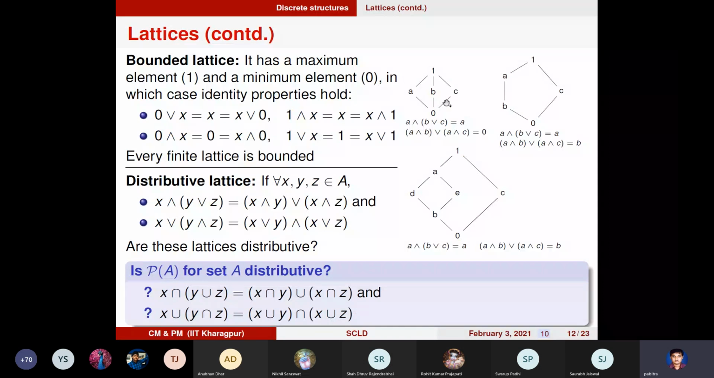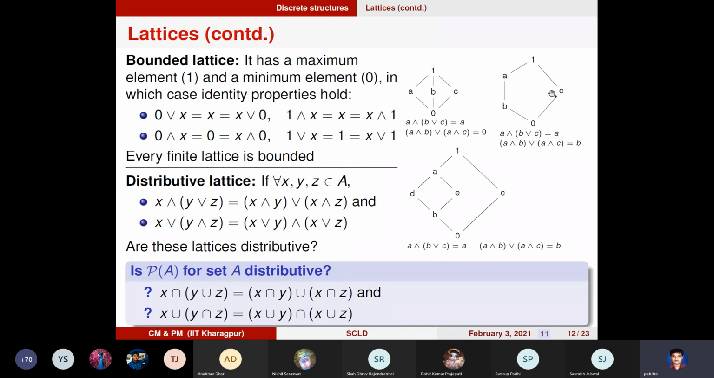In these bounded lattices, they have a 0 and 1. You have seen the complement was not unique. For example, can you tell what is, in the third lattice, the bottom third lattice, what are the complements of the element E? C. C is a complement. And what is the complement of A? Again C. Again C. Okay.